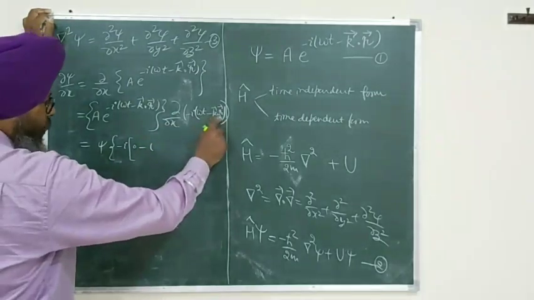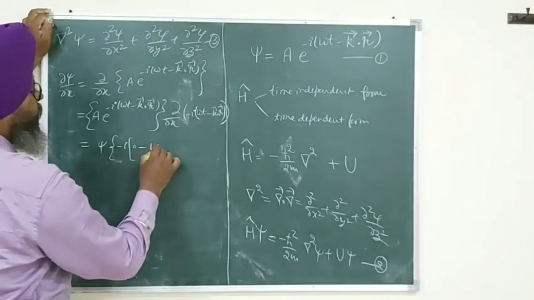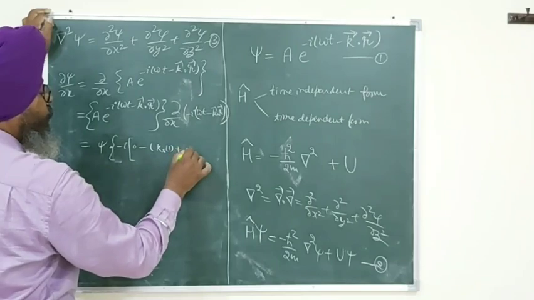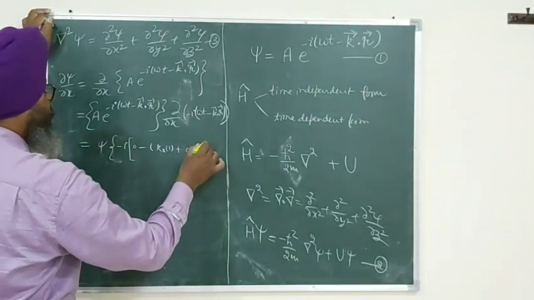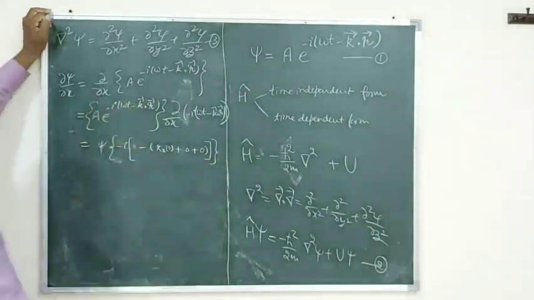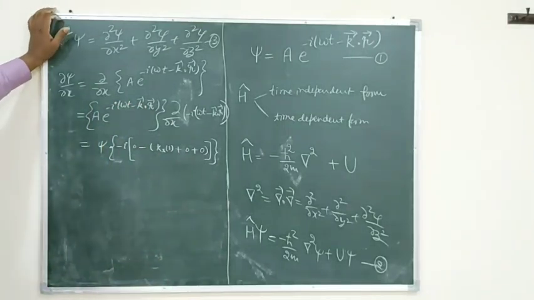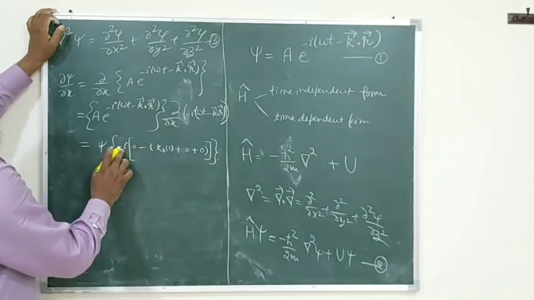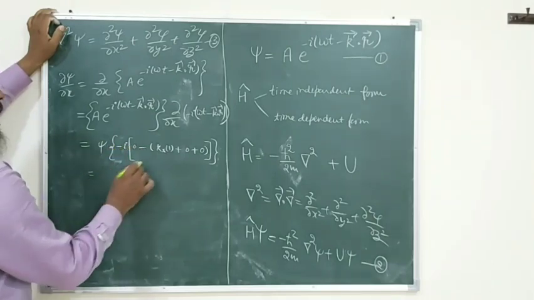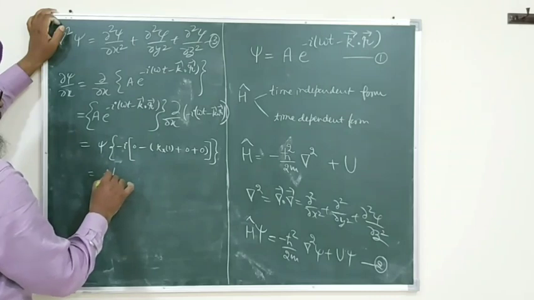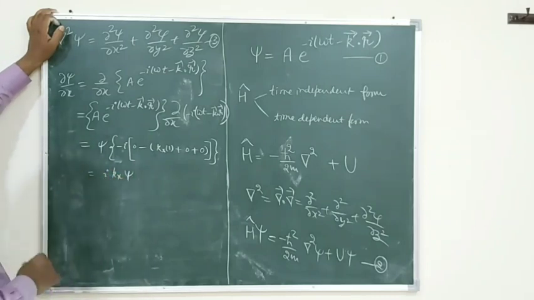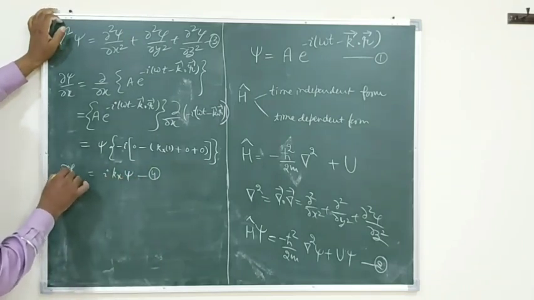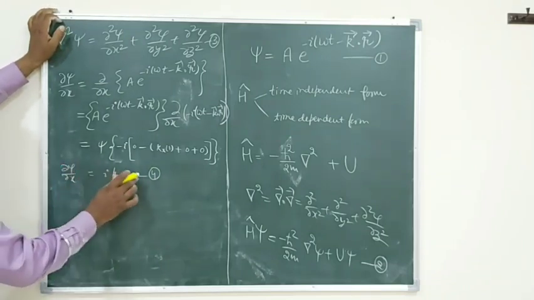So k dot r, its first derivative will be kx into 1, second derivative will be 0, third derivative will be 0, then I can finish these brackets. Now what would be this answer? It will be minus and minus, it will be plus. So it will be iota kx and psi. Let us say this equation number 4. So my first derivative, ∂ψ/∂x, is iota kx psi.